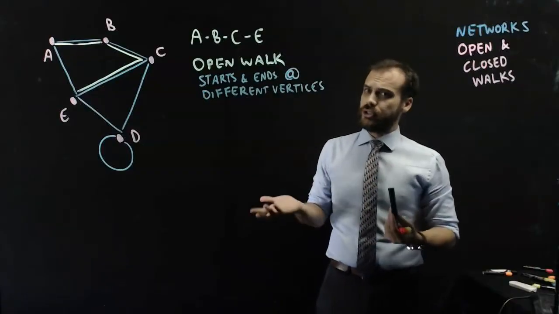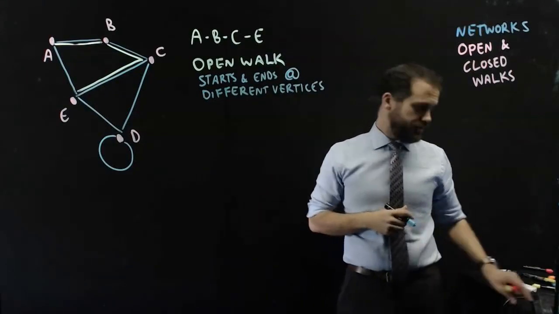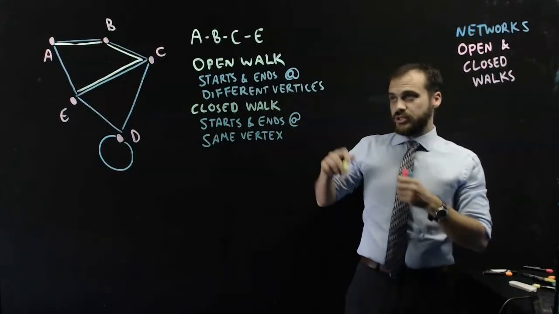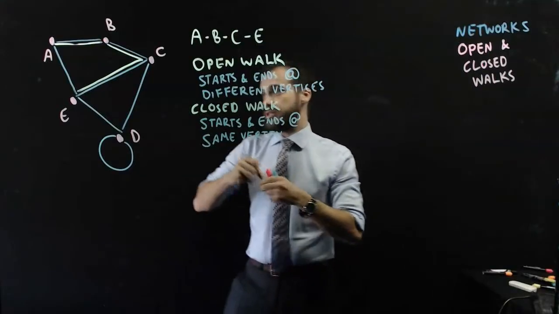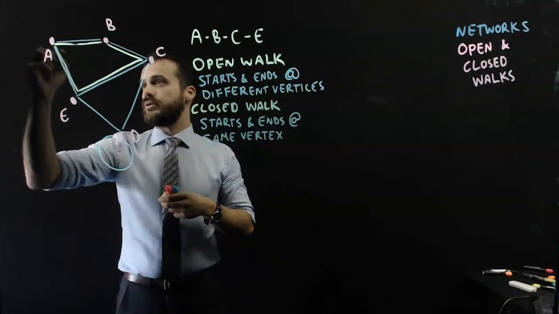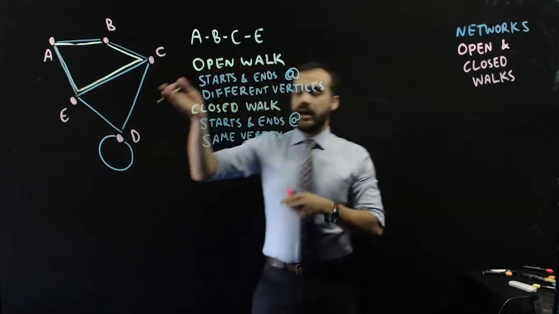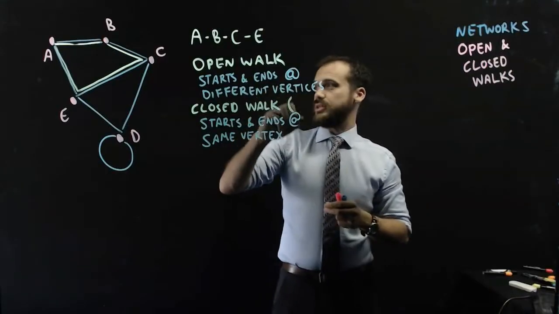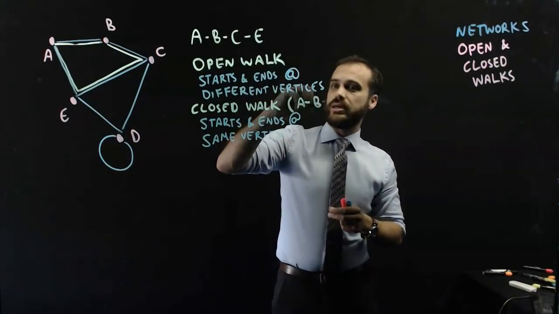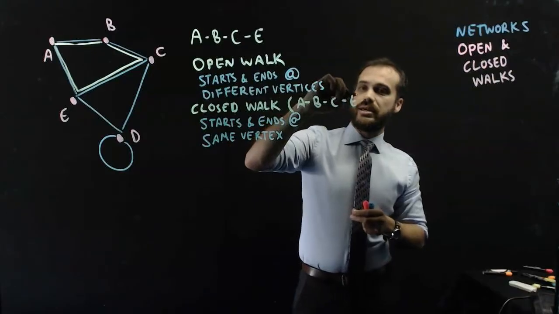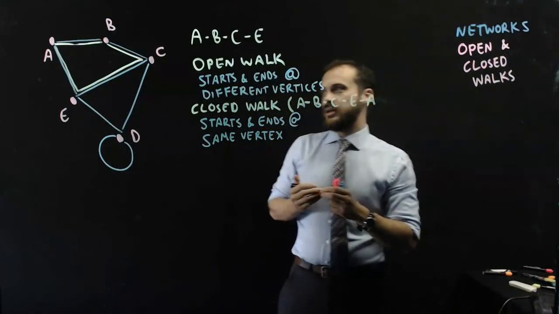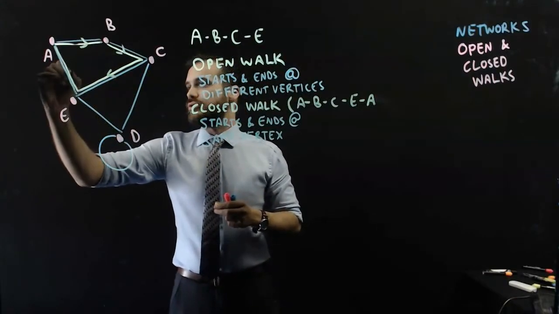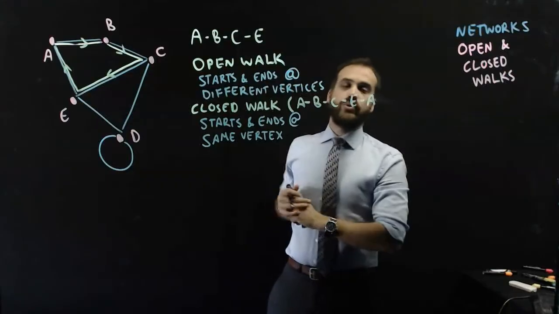Okay, so you can probably imagine what a closed walk is. So a closed walk will start and end at the same vertex. So obviously I can close this walk up by moving from E to A. And now that is a classic example of a closed walk. Let's put the example in there. A to B to C to E and back to A. Now I should put some arrows in to show the direction that my walker is walking in.